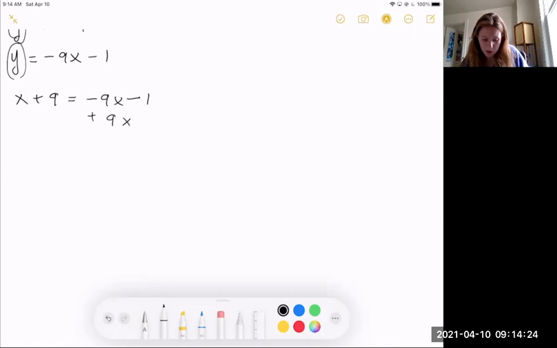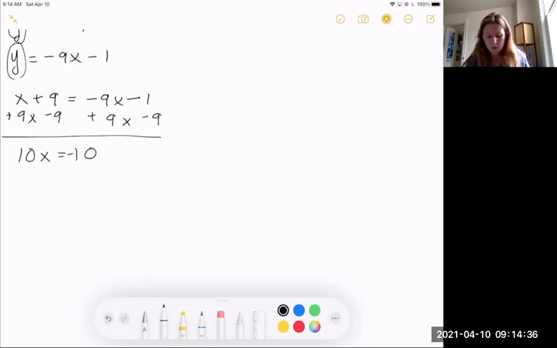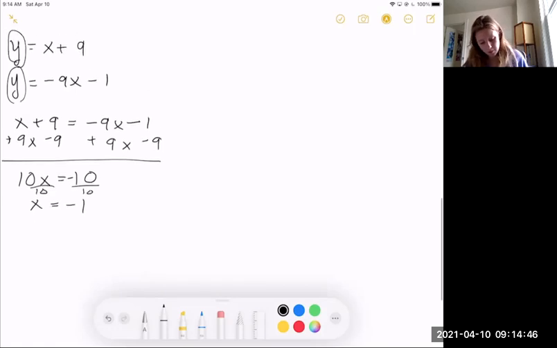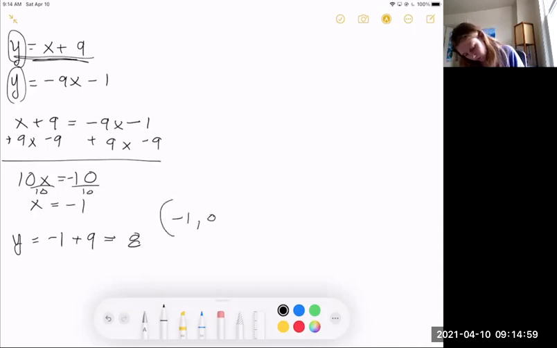I'm going to add 9x to each side. And I'm also going to subtract 9 from each side. So we're going to have 10x equals negative 10, sorry. And that's going to give us x equals negative 1 because you divide by 10. And then we can plug this x back in. So I'm going to do y equals negative 1 plus 9. That's this first equation. And that's going to give me 8. So our coordinate is going to be negative 1, 8.